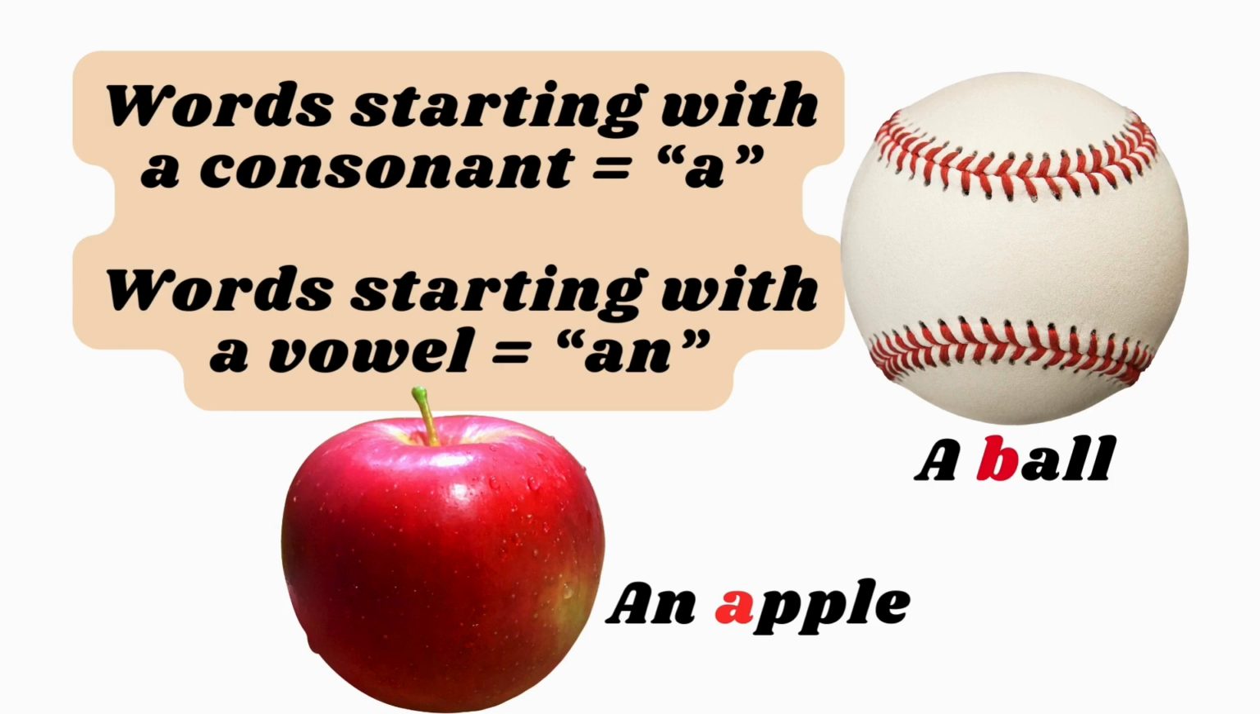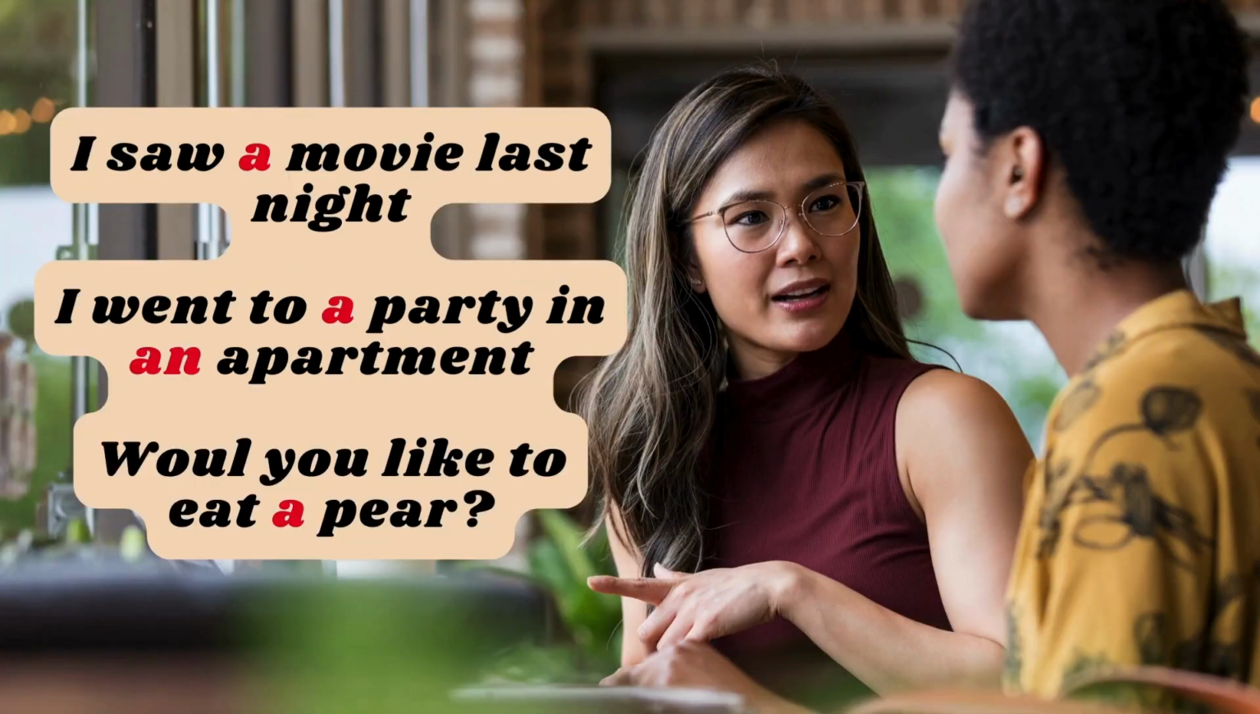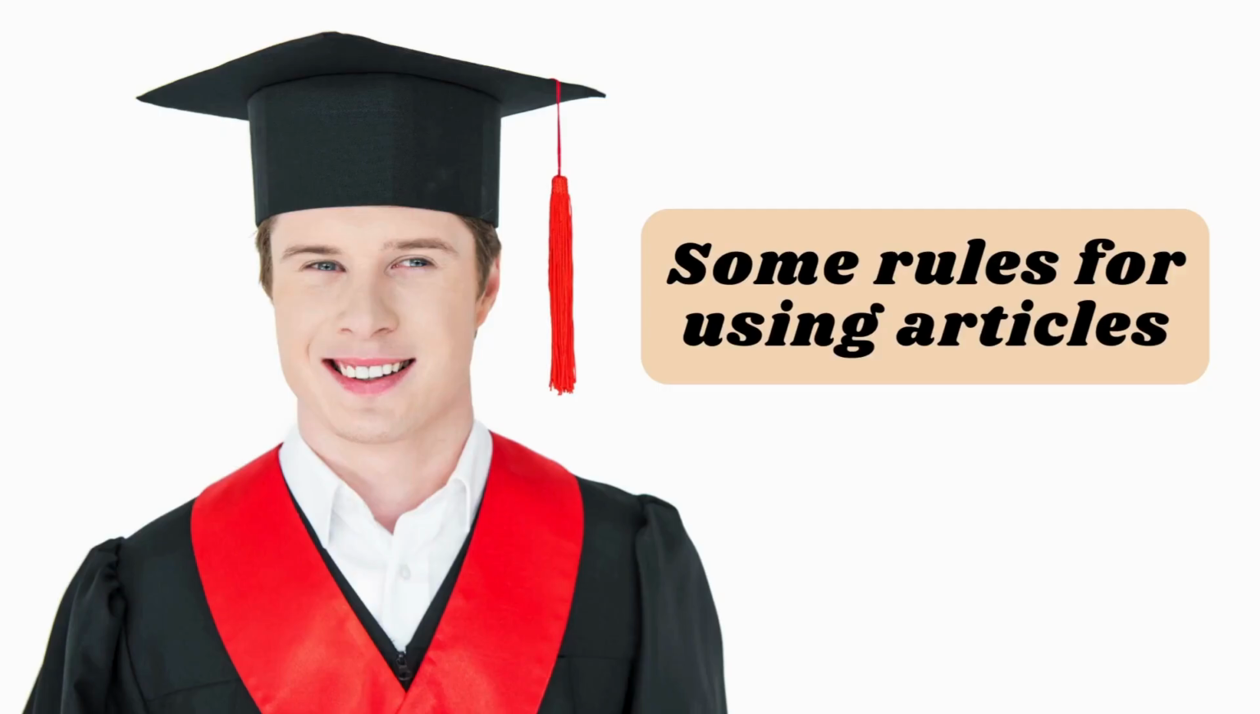A ball, B is a consonant, and an apple, A is a vowel. I saw a movie last night, when the listener doesn't know which movie the speaker is talking about. I went to a party in an apartment, when the listener does not know which party and which apartment. Would you like to eat a pear? Pick a pear out of many pears.